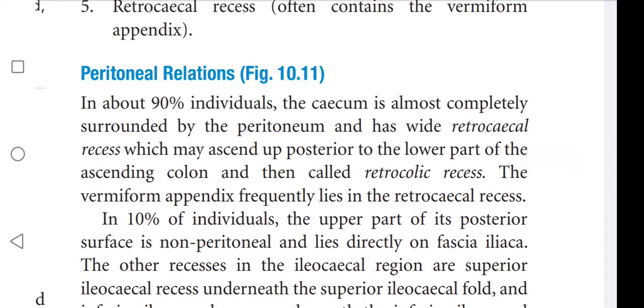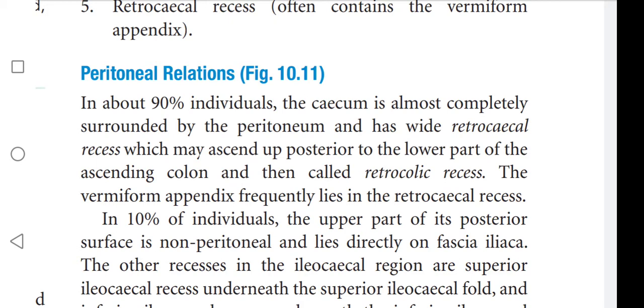So far we have read about the visceral relations. Now we are going to read about the peritoneal relations. In about 90% of individuals, the cecum is almost completely surrounded by the peritoneum and has a wide retrocecal recess. One which may ascend up posterior to the lower part of the ascending colon is then called the retrocolic recess.